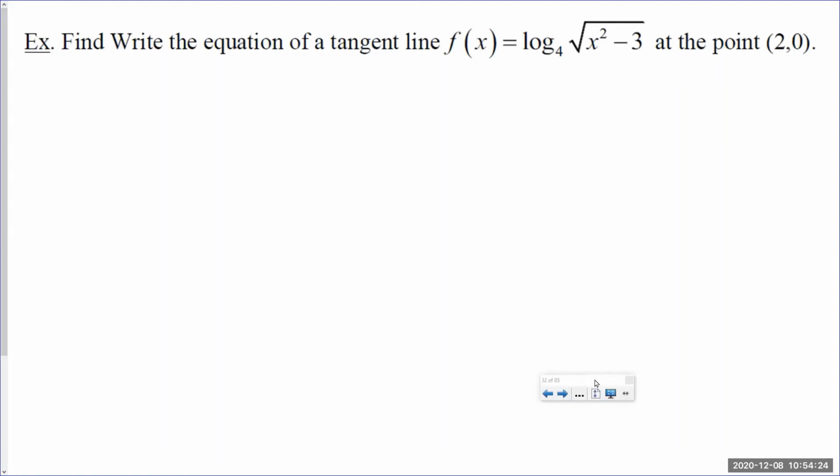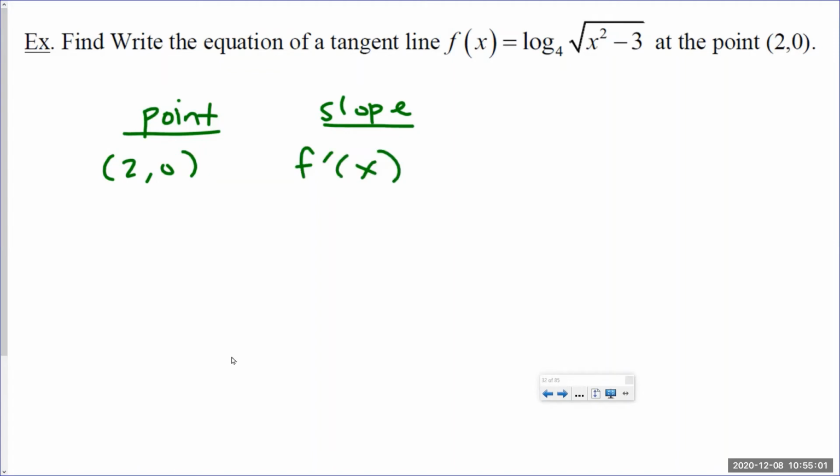Okay, you also need to be able to do tangent lines with this, so let's go ahead and do a tangent line. Guys, when they ask you for an equation of a tangent line, you need 2 things. What are the 2 things you need? A point and a slope. Look at your problem. Do I have a point anywhere? 2, 0. How do I get a slope of a tangent line? When I say derivative, you say slope of a tangent line. So what I need to do is get the derivative of this right here.